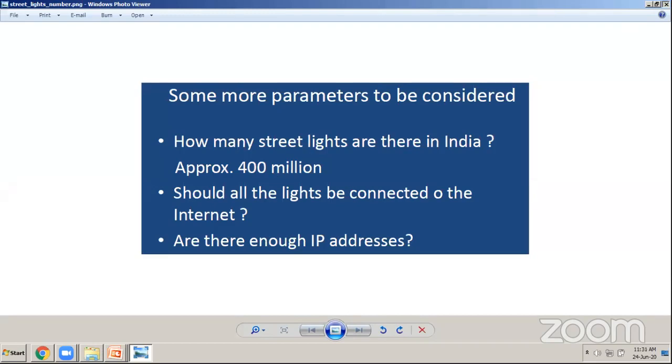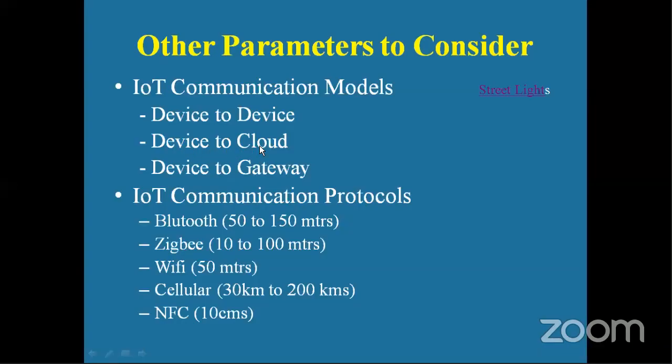that if I want to go for this model here, the device to cloud model, where each device is connected to the cloud, then only for this particular application, I need 400 million IP addresses. It's not feasible. Of course, I have a lot of IP addresses. I definitely have more than 400 million IP addresses. But assigning 400 million IP addresses only for one such application is not feasible at all. But there are some applications where devices need to be directly connected to the internet. We will be showing you one such example.